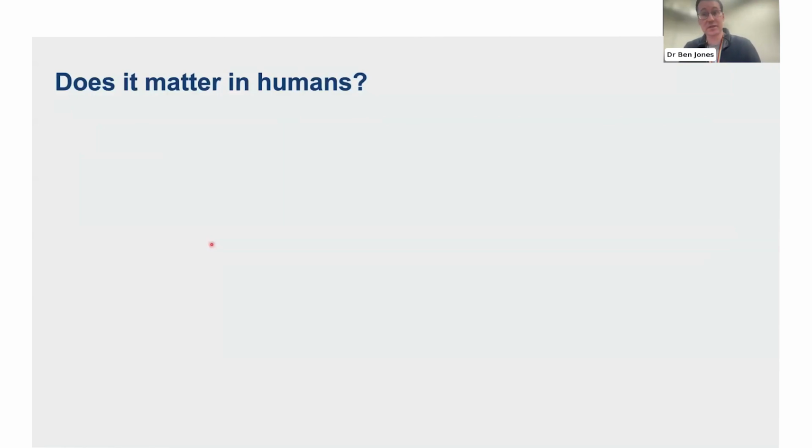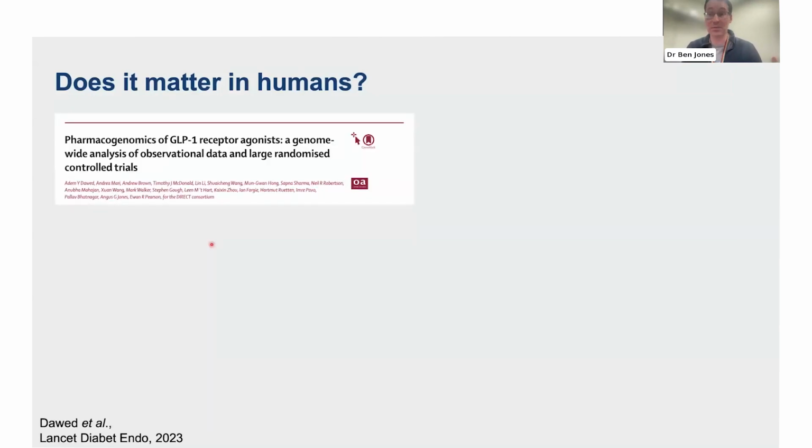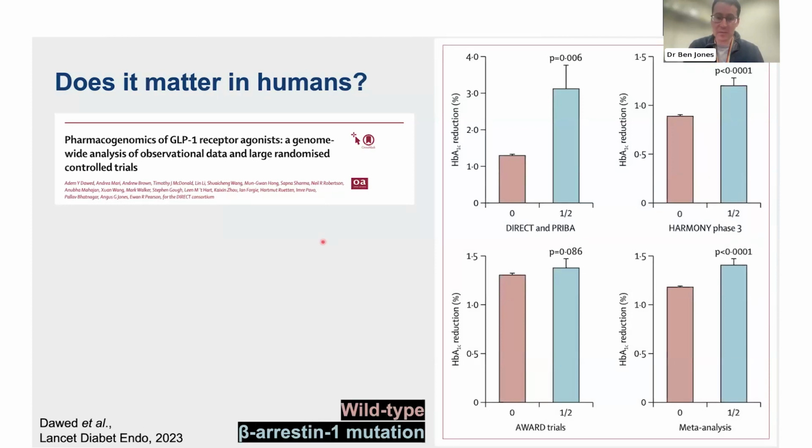So the question is, does this matter in humans? Well, the answer is we don't know yet. There is quite an interesting paper from Ewan Pearson's group, which analyzed the impact of loss of function mutations in the beta-arrestin 1 gene. And in the context of GLP-1 receptor agonist trials, these mutations, shown in blue, led to a greater response to these drugs in terms of the ability to lower blood glucose. So I think there are some clues there.